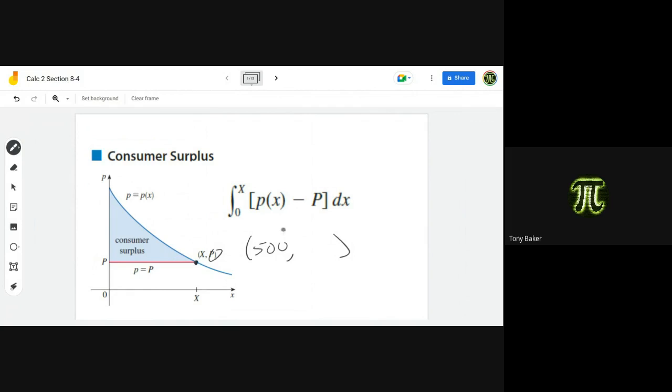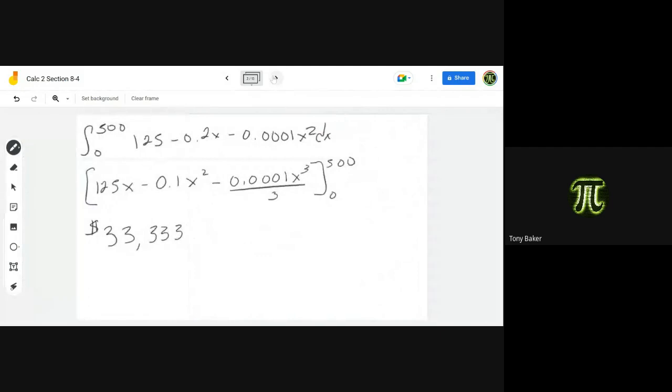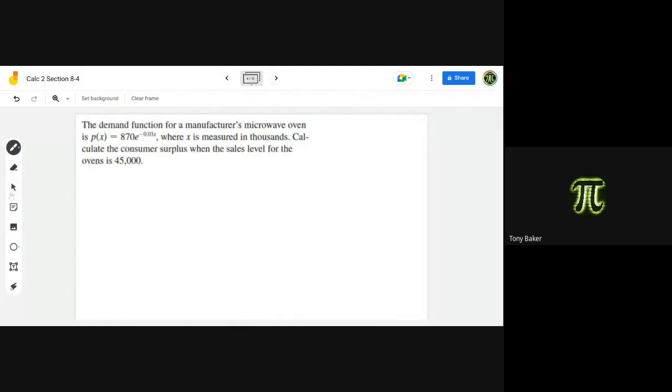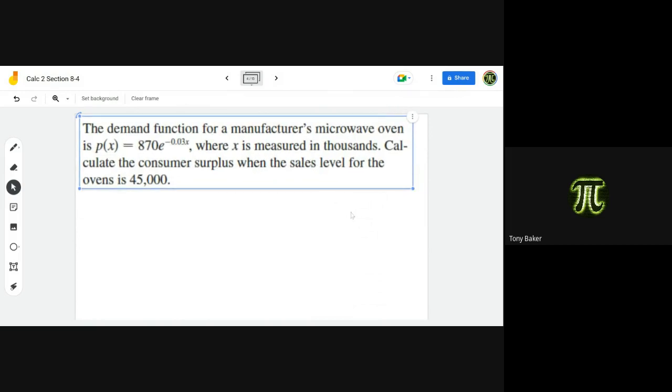Let's do another one. Here's the demand function for microwave ovens. They gave us the equation, and they're telling me that the sales level of ovens is 45,000. What's the consumer surplus?